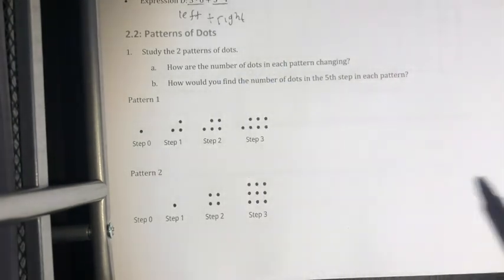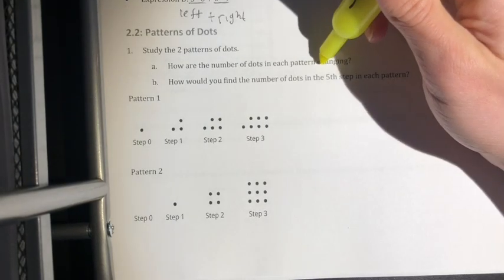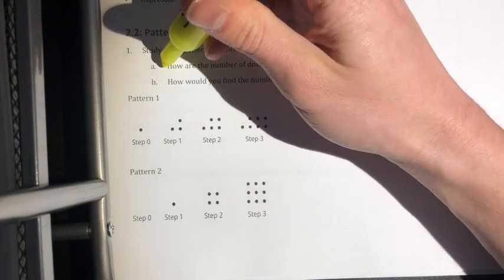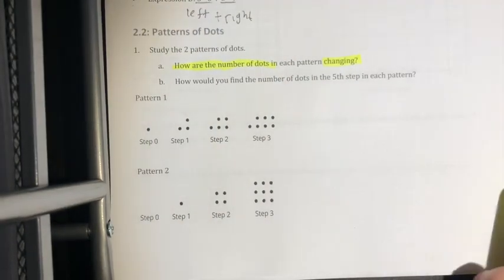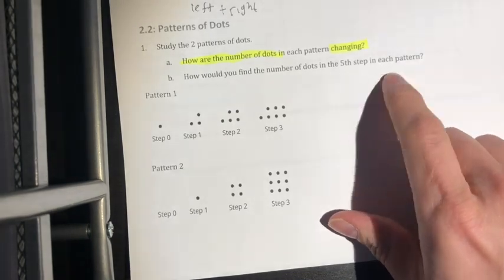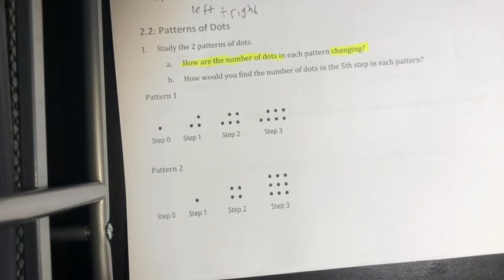All right. So we're going to look at 2 different patterns of dots. And we're going to notice how the number of dots is changing in each pattern. So how is the pattern being changed? And how would you find the number of dots in the 5th step in each pattern? So take a minute and pause it, and then I'm going to show you what I'm going to highlight as what I see as being added on to each image.